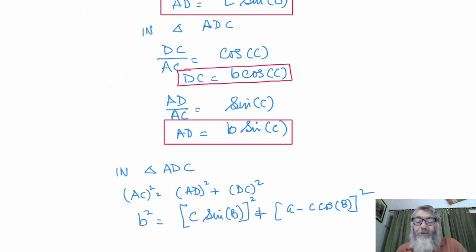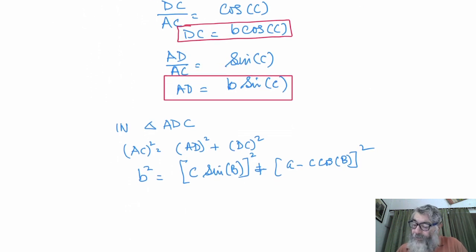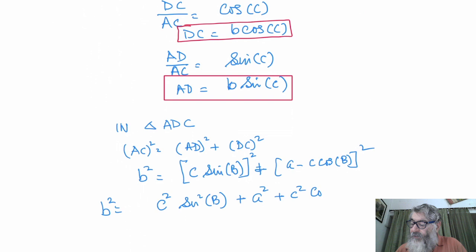If the side is B on the left hand side, on the right hand side take sin B and cos B. That could be your point to remember. B square will be C square sin square B plus A square plus C square cos square B minus 2AC cos B. We opened applying A minus B whole square.